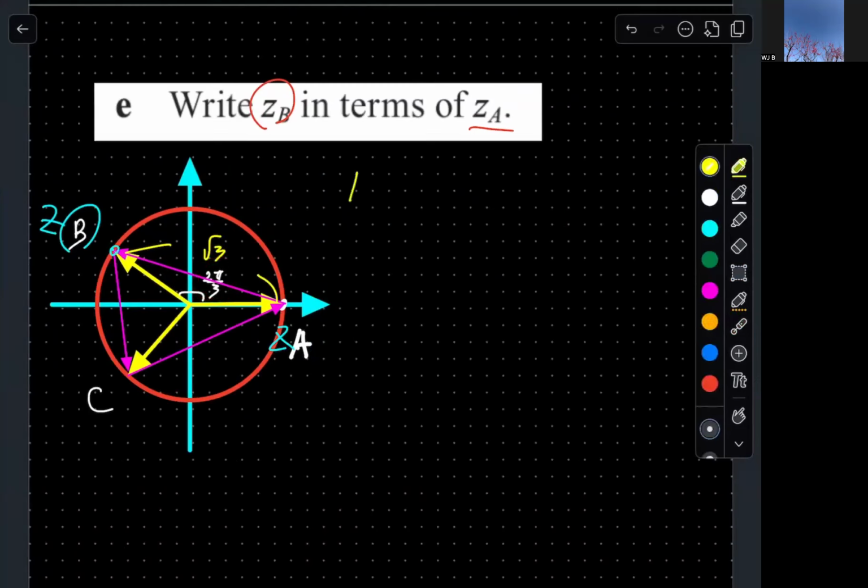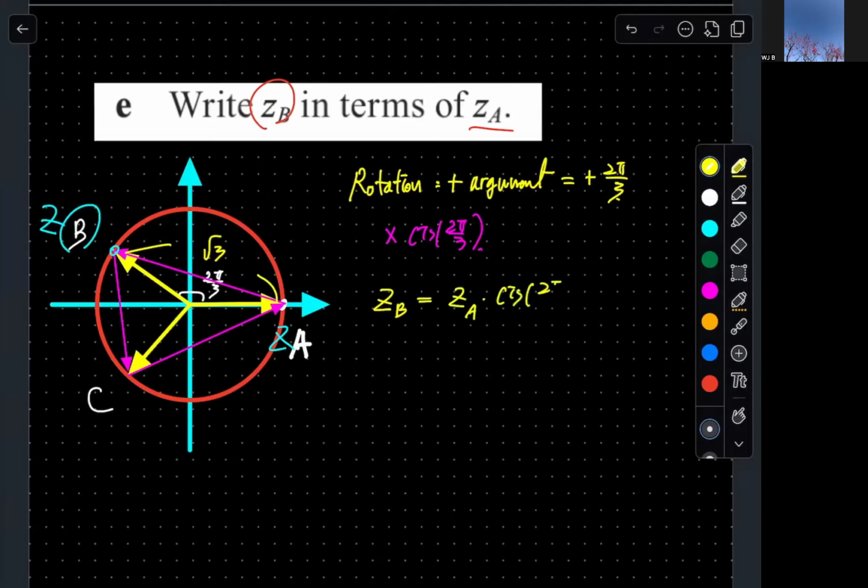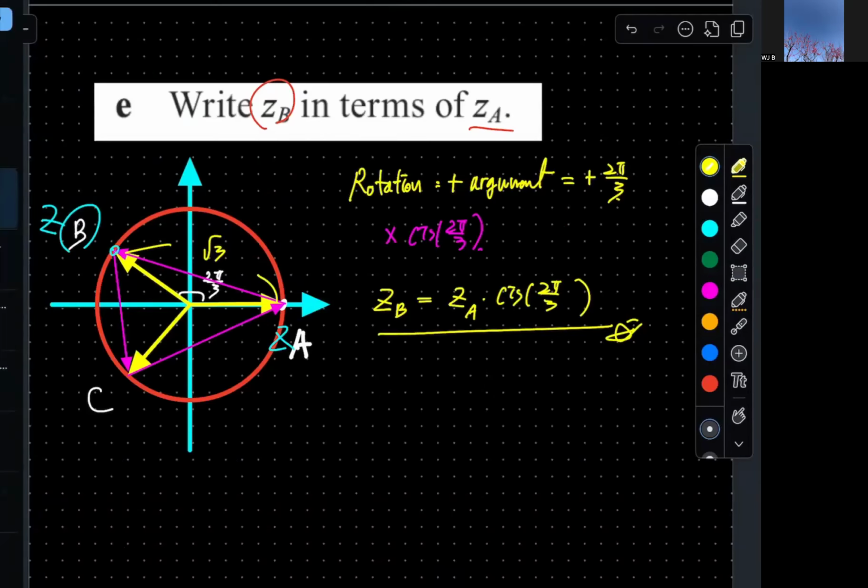So for rotation, I want to add to the argument. In the context of the problem, I want to add 2 pi over 3. But for a complex number, if you want to add to the argument, you have to multiply the complex number. So my positional vector of B on the Argand diagram is going to be the positional vector of A rotated by cis 2 pi over 3. That would give me the location of ZB according to the rotation. So that's great.